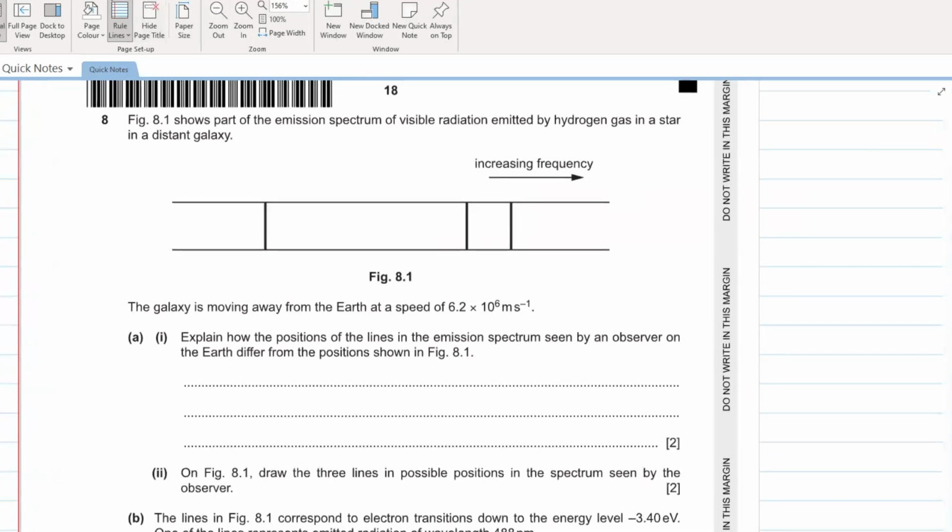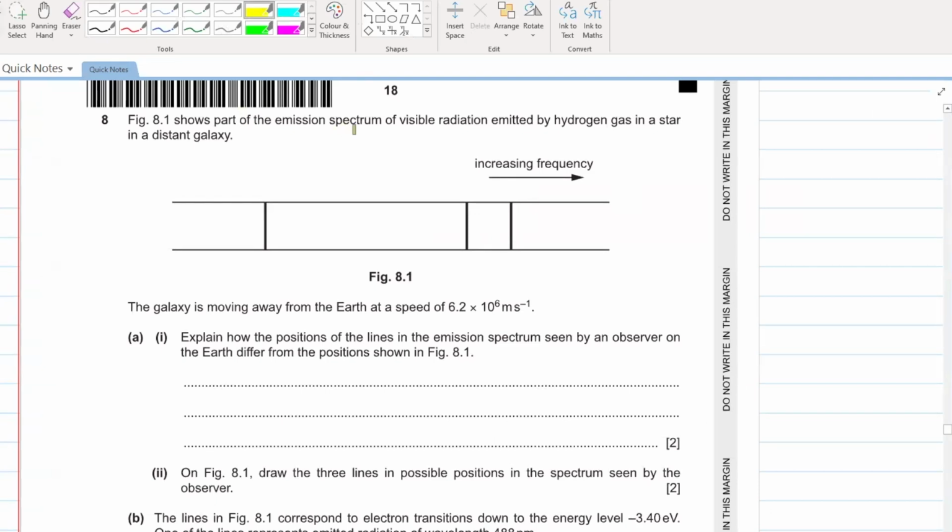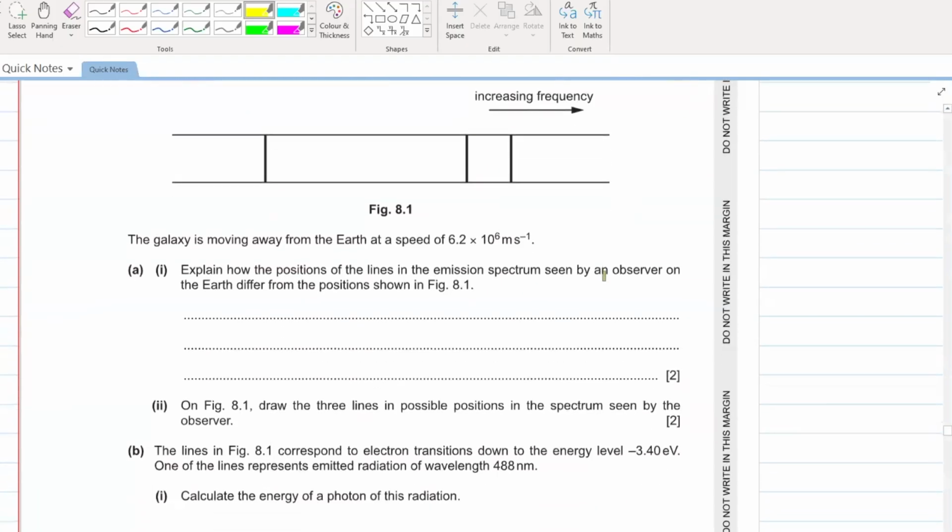Let's see this. Figure 8.1 shows part of the emission spectra of visible radiation emitted by the hydrogen gas in a star in a distant galaxy. This is the emission spectra of a hydrogen gas in a distant galaxy. The galaxy is moving away from Earth at a speed of this. The speed with which the galaxy is moving, you always label it as a small v. This is known as the speed of recession.